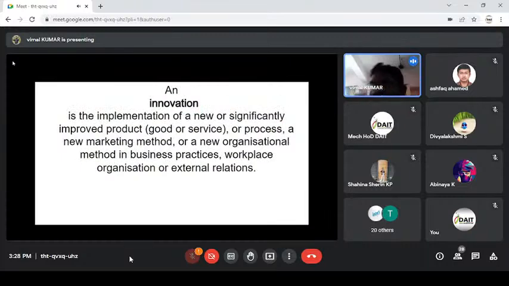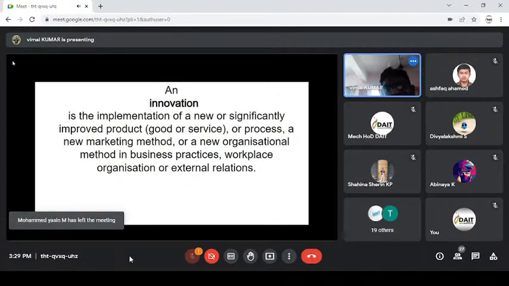Okay, first of all, we should know three different things: what is innovation, what is invention, and what is discovery. A simple definition says what an innovation is. Innovation is the implementation of a new or significantly improved product, that is goods or services, or we can say a process, a new marketing method, or a new organizational method in business practices, in a workplace or an organization, or external relations. This in turn we will call an innovation.